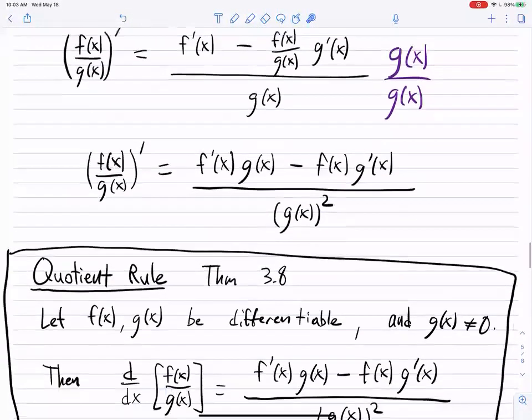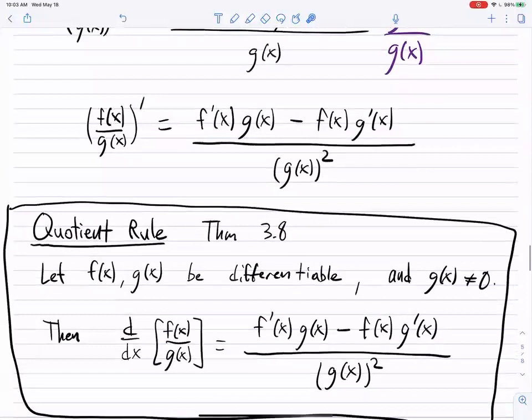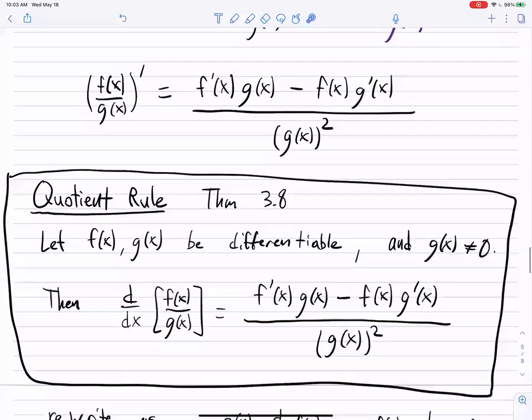And so let's record that. This is the quotient rule, theorem 3.8 in the book. If f of x and g of x are differentiable and g of x is not equal to 0, then the derivative of their quotient is f prime of x times g of x minus f of x times g prime of x, all over g of x squared.